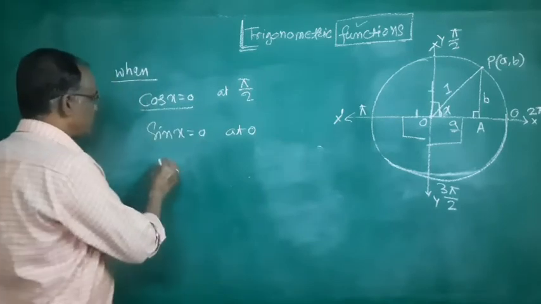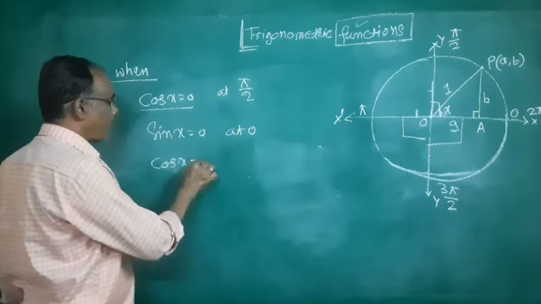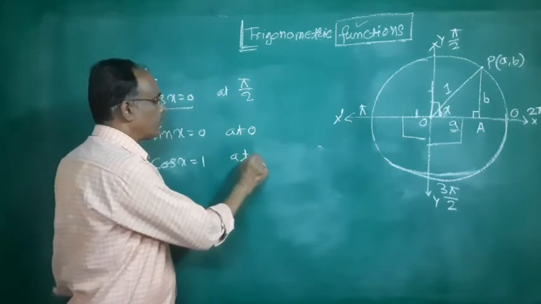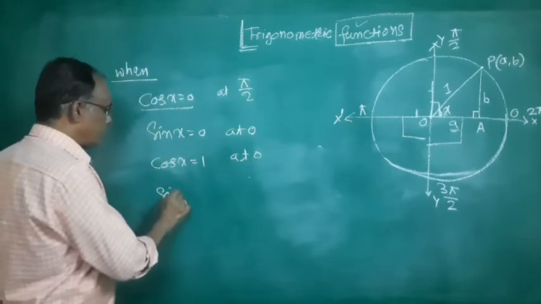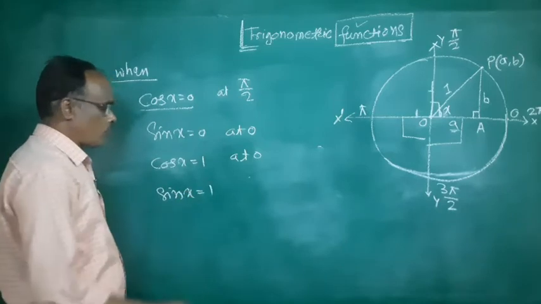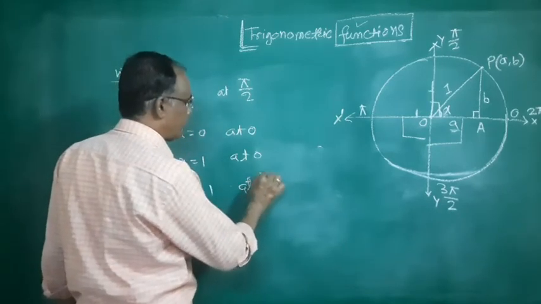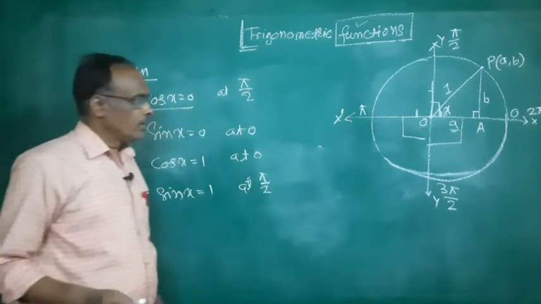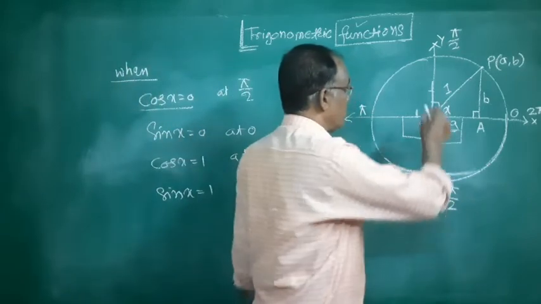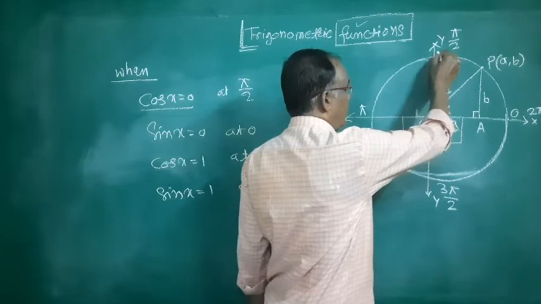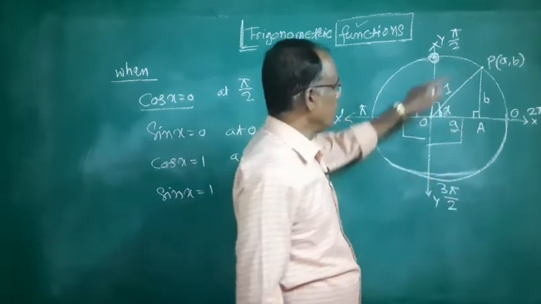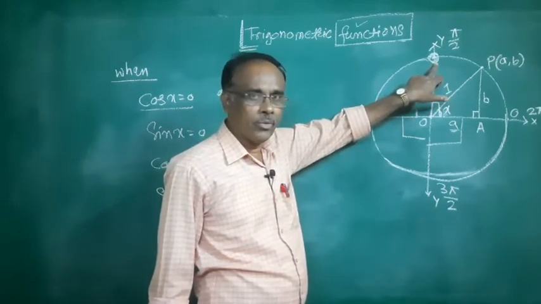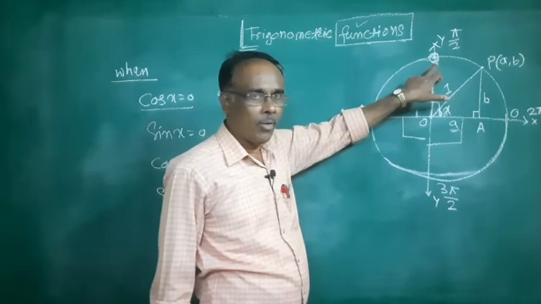Okay. When cos x equals 1? At 0. And when sin x equals 1? At pi by 2. Look at here. On coordinate angle pi by 2, cos x equals 0, sin x equals 1.